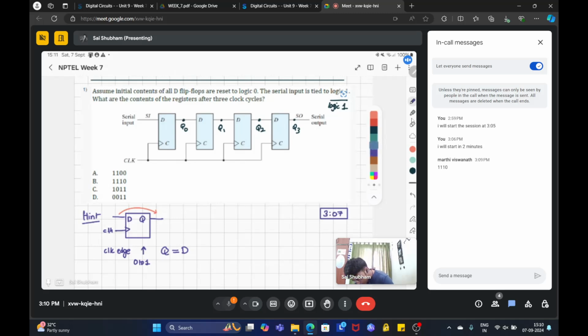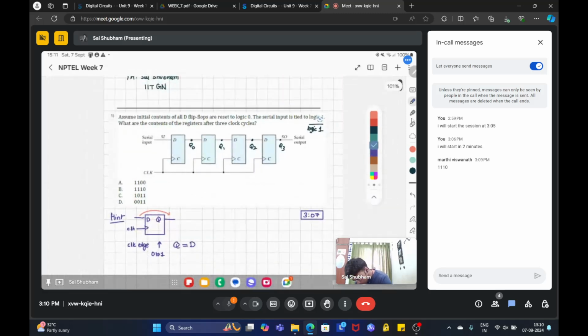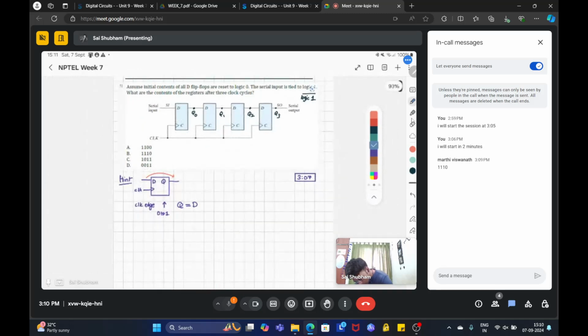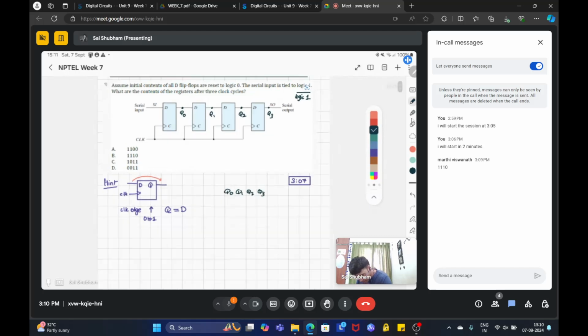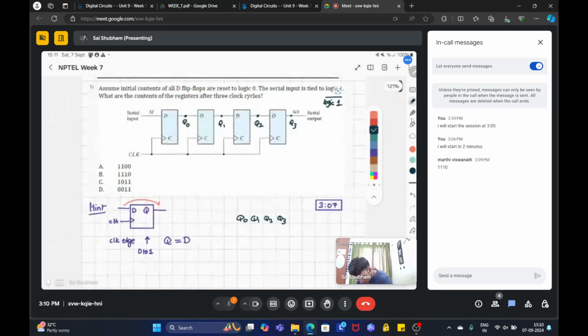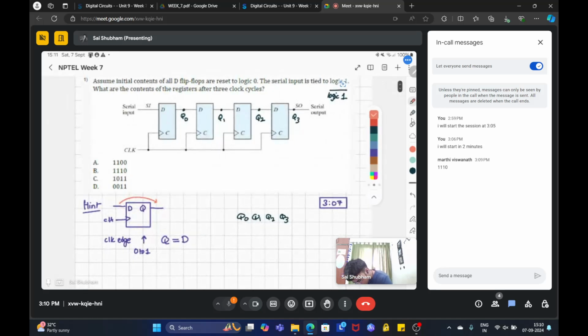I think this is a pretty easy question. Let's discuss the solution now. Let's write Q0, Q1, Q2, Q3. Since the serial input is 1, this is D, this is 1, and initially they all were 0. Now this one will appear over here. So the output will be somewhat like this, and these values will shift.